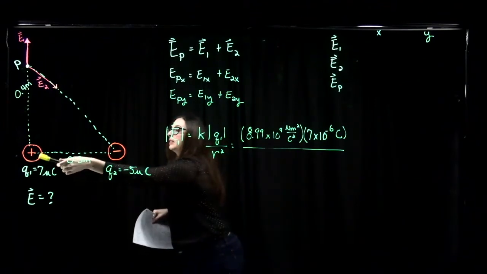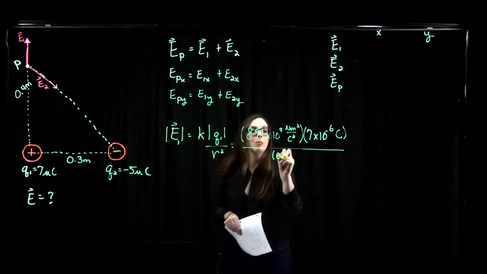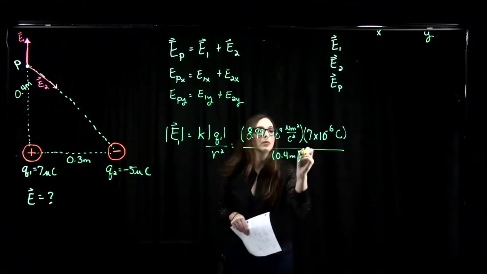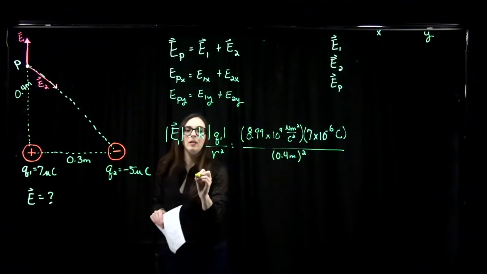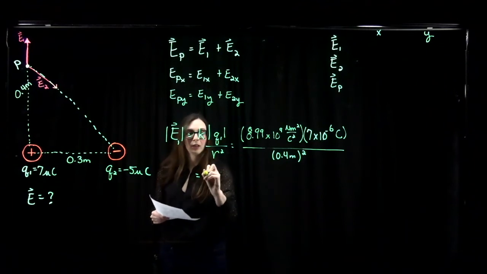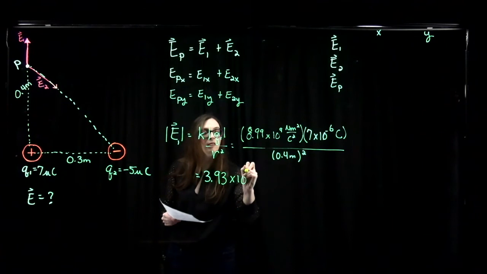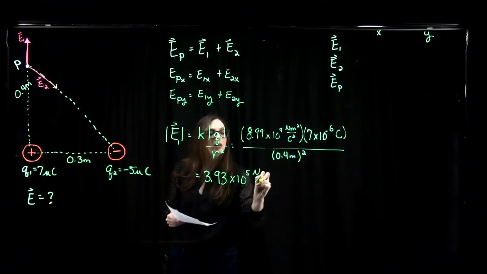In this case, the distance between Q1 and our point P is 0.4 meters squared. The magnitude of electric field from charge 1 at point P is then 3.93 times 10 to the 5 Newton over Coulomb.